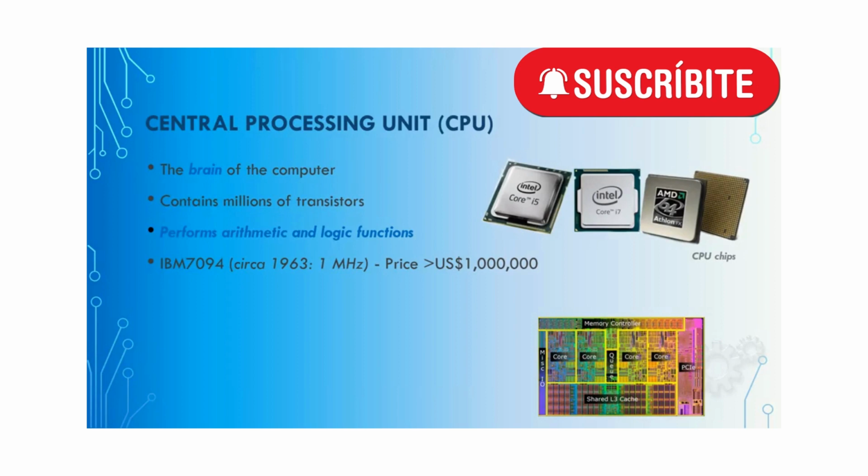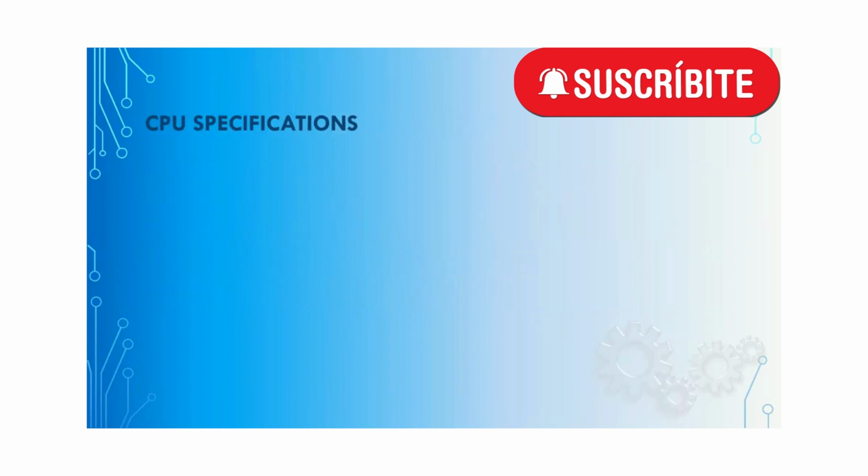If we are talking about the IBM 7094, it was released in 1963, and the price was very expensive, at more than 1 million US dollars. If we are talking about nowadays, an Intel Core i7 at 3 gigahertz costs less than 300 US dollars. So let's go further and talk about the CPU specifications.